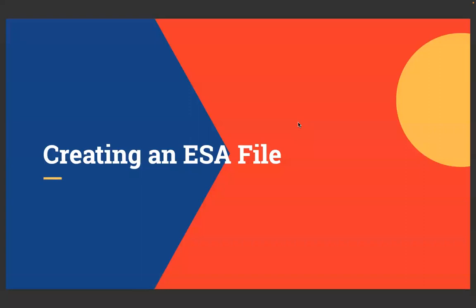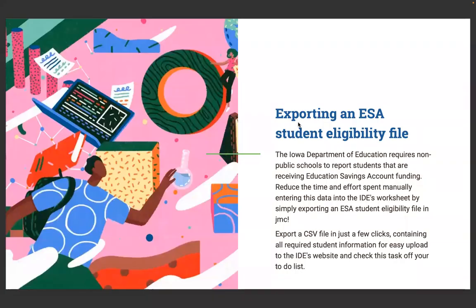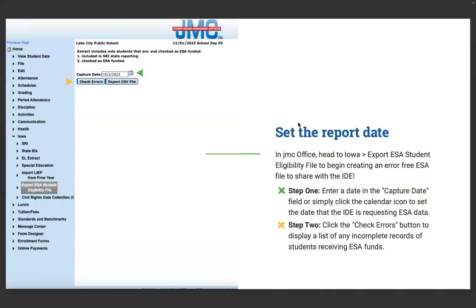So now we're on to creating an ESA file. The Iowa Department of Education requires non-public schools to report students that are receiving ESA funding. So what JMC allows you to do is reduce the time and effort spent manually entering this data into the IDE's worksheet by simply exporting an ESA student eligibility file right from JMC. So export a CSV file in just a few clicks containing all required student information for easy upload to the IDE's website, and check this task off your to-do list.